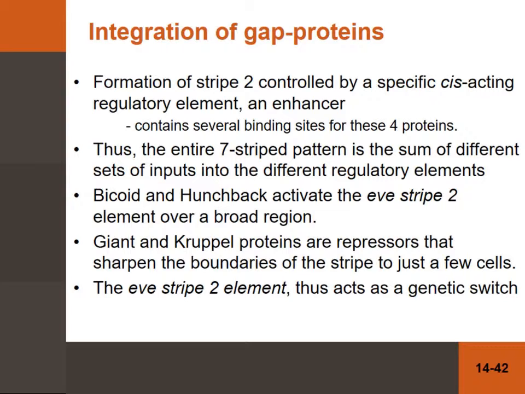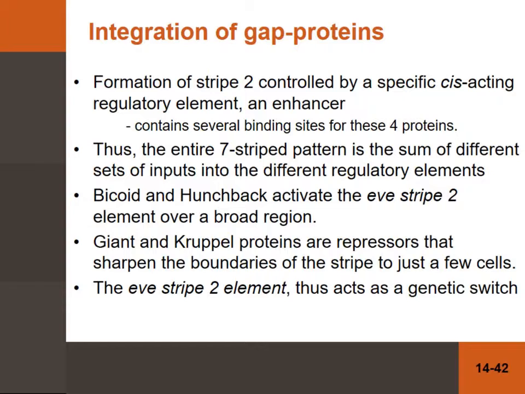So they found that formation of stripe number 2 was controlled by a specific cis-acting regulatory element, which they called an enhancer. And this enhancer contained several binding sites for the 4 different proteins. So the entire 7-striped pattern is the sum of different sets of inputs into the different regulatory elements.